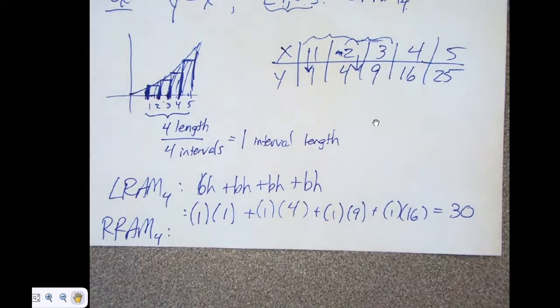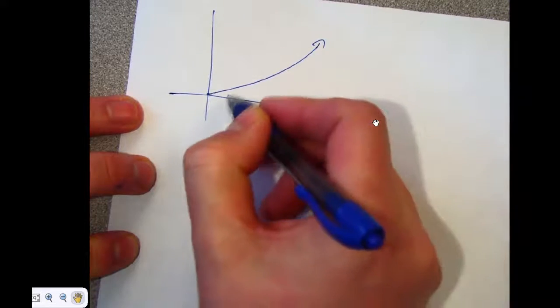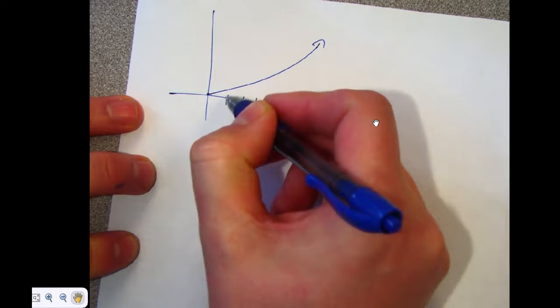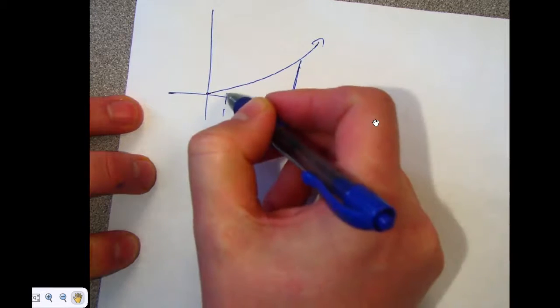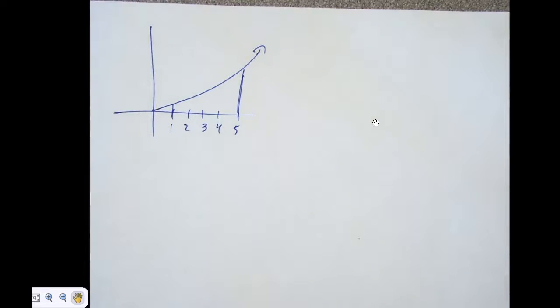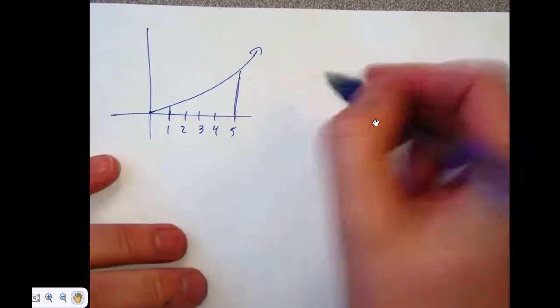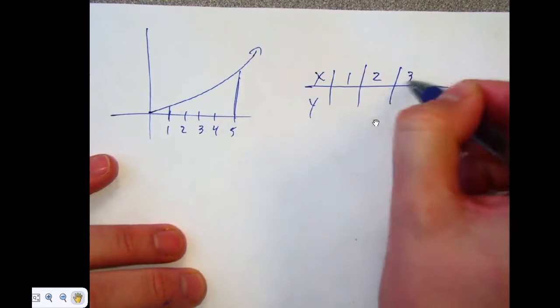I'm going to do that in a separate drawing, separate calculation. You always look at the 2 endpoints, and L, you take the left-hand endpoint, R, you take the right-hand endpoint. Is that what you're saying? So I've still got my chart. I'm just rewriting it so I can draw it again.